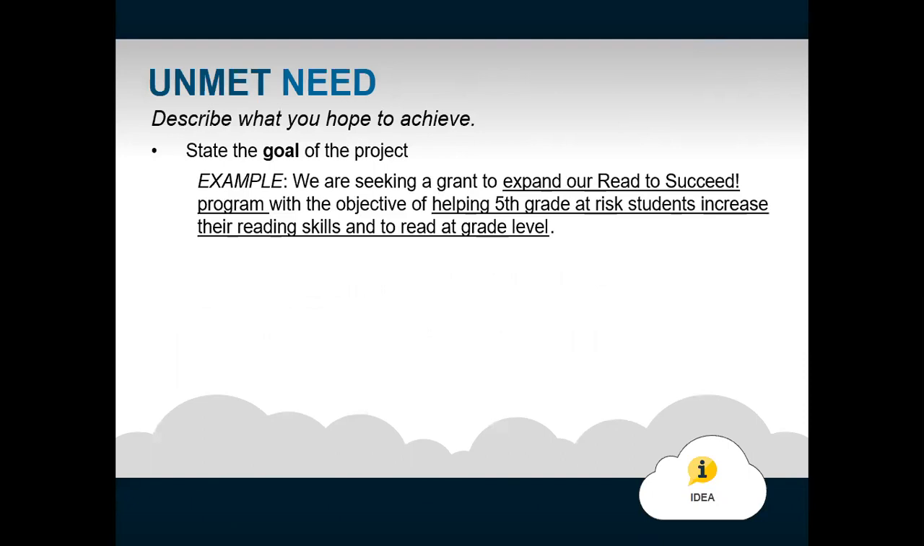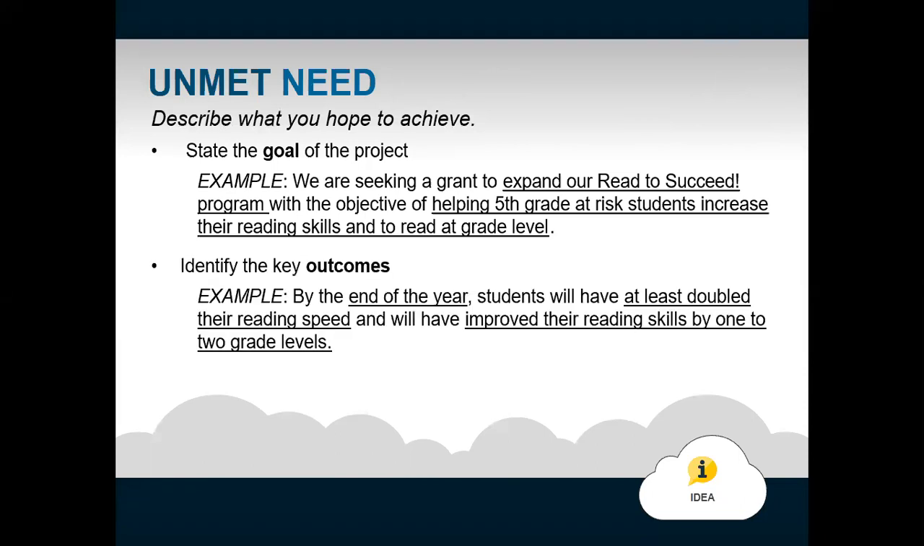So if you look at this particular example, it says, we are seeking a grant to expand our Read to Success program with the objective of helping 5th grade at-risk students increase their reading skills and to read at grade level. So the next step then is to identify the key outcomes, and you can see that in this example, by the end of the year, the students are going to double their reading speed and improve their reading skills by 1 to 2 grade levels. So you can see that this is very clearly articulated. You can see very quickly what the goal of the project is and what the outcomes are. So what is the solution that they're hoping to achieve, and it's clearly articulated there.